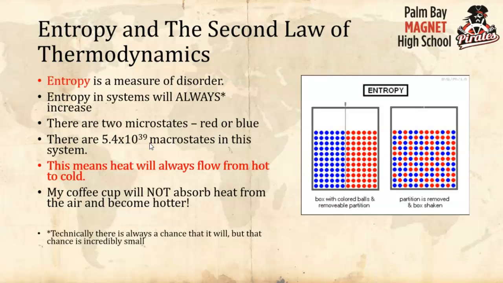That is the second law of thermodynamics. The second law of thermodynamics always says that systems go from organized to disorganized, that heat will always go from an area of high concentration to a universal low concentration.